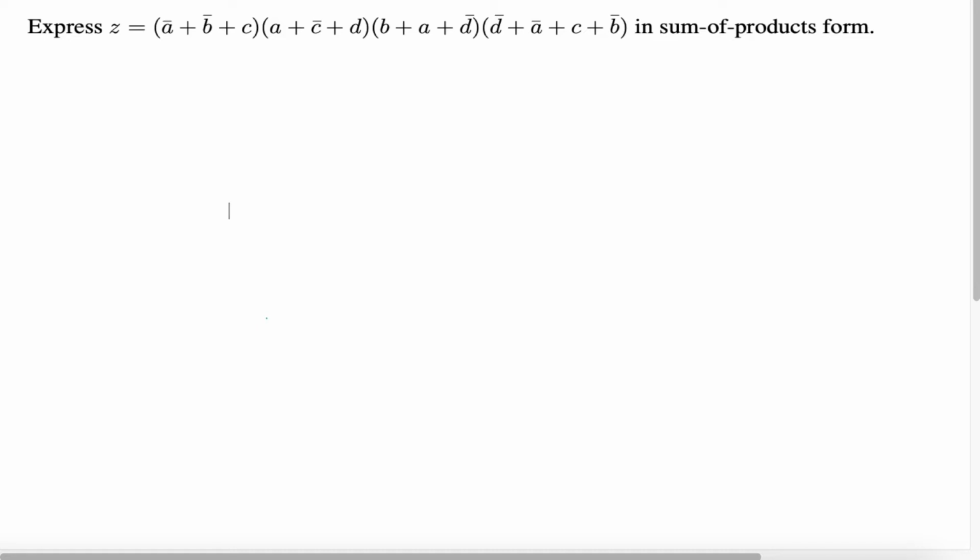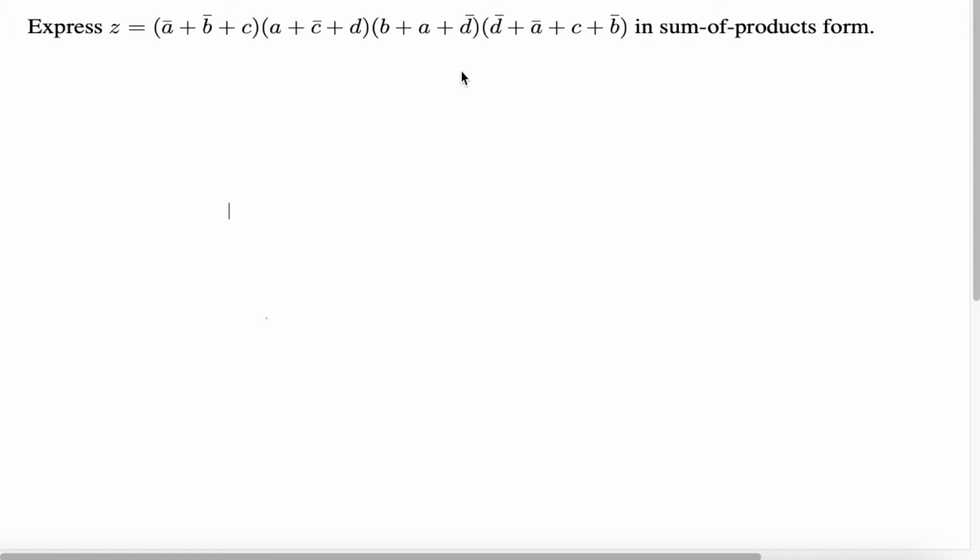So the first thing we want to do when we express Z in sum of products form is look for how many letters there are. So we have an A, B, C, and a D. Because there are 4 letters or less, that means we're able to use a Karnaugh map, and we're able to construct a proper Karnaugh map.